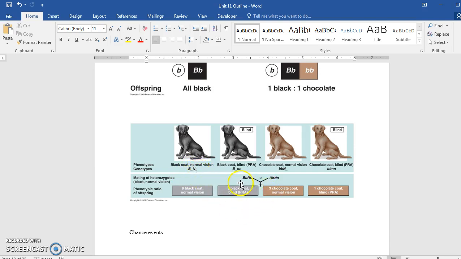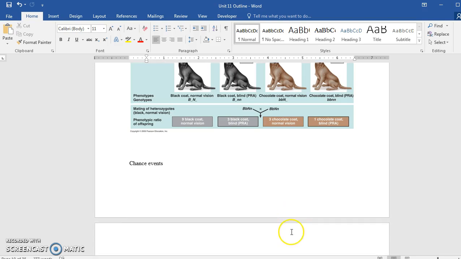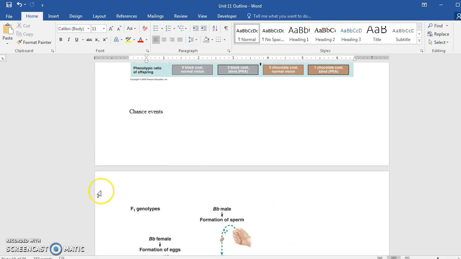Now if you take a hybrid for these hybrid traits, you have the big B, little b, big N, little n, big B, little b, big N, little n. Across these, you're going to get that 9:3:3:1 ratio. That will be called a phenotypic ratio, the physical expression of the genes. This brings us to chance events, and I'll try to tackle that in the next video.